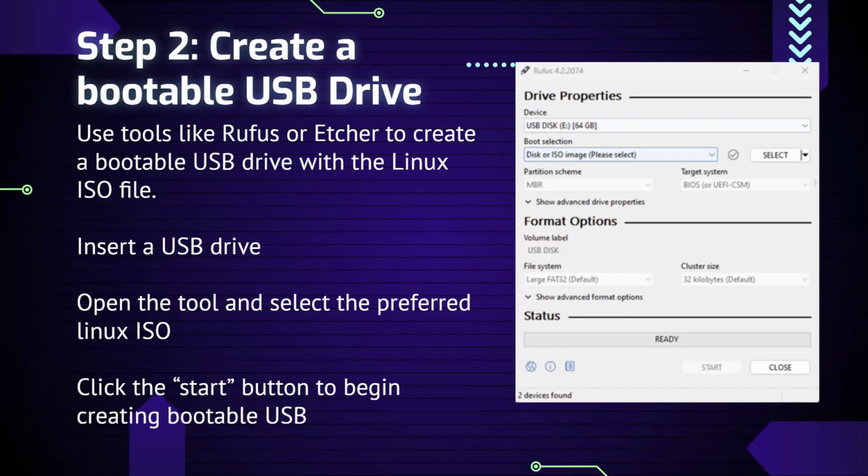So for free, if you have a spare USB drive at home, then you can download that Linux ISO file onto that drive, and then download Linux using that drive that you have. So first, insert a USB drive, open the tool, and select the preferred Linux ISO. Then you can click the start button to begin creating a bootable USB.